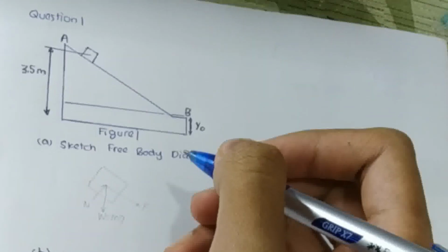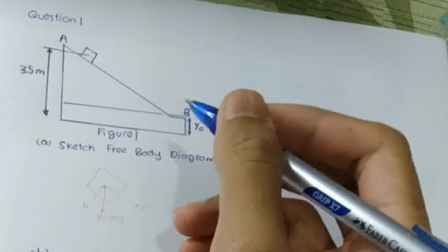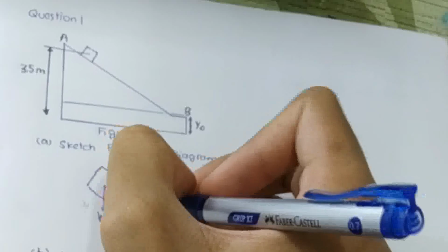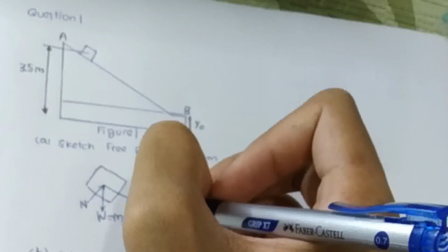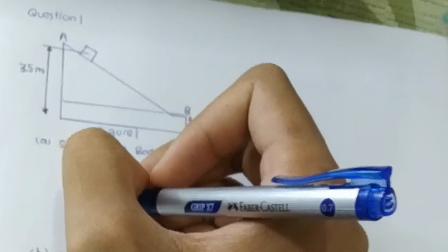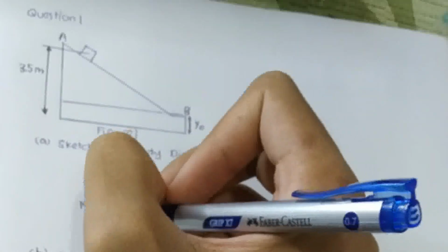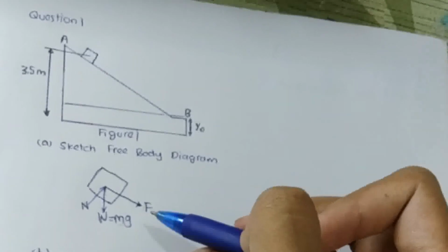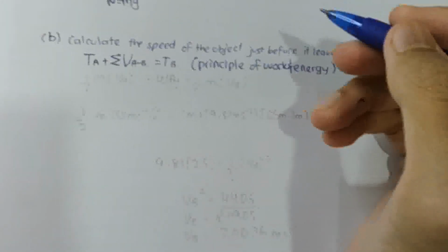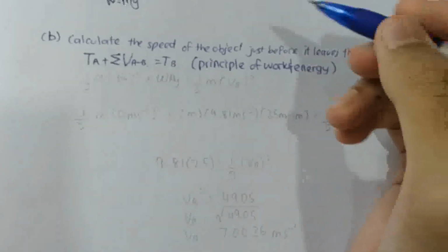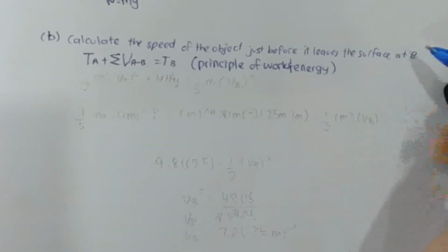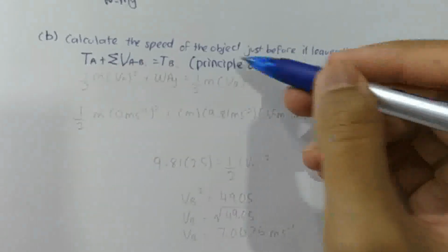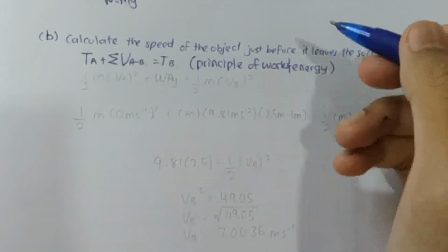Okay, first, the question asks to sketch the free body diagram, where F is the force, N is the normal force, and W is the weight of the object. The next question asks to calculate the speed of the object just before it leaves the surface at B. So we need to utilize the principle of work and energy.